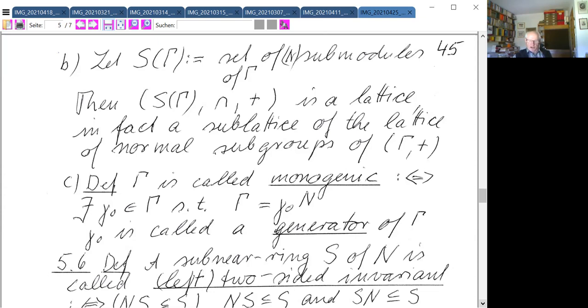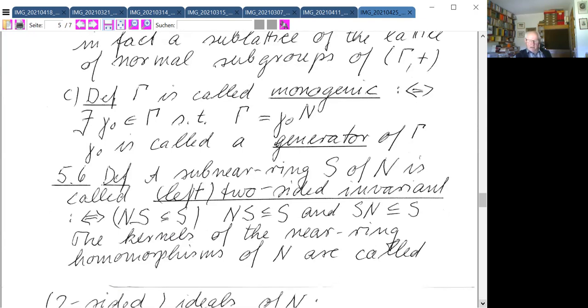Gamma is called monogenic if there is a gamma 0 such that gamma is gamma 0 times n. And of course, this gamma 0 is called a generator. It's a generator in a very special sense, generator by application of n.